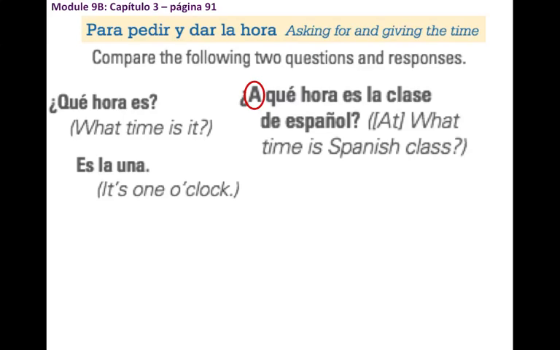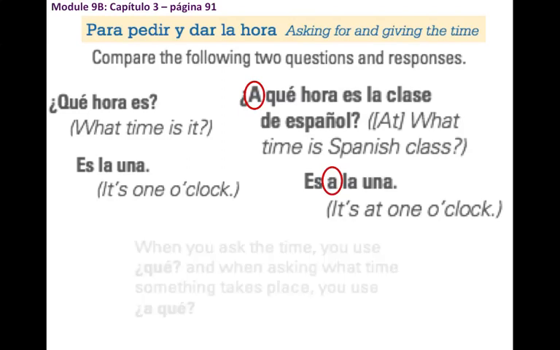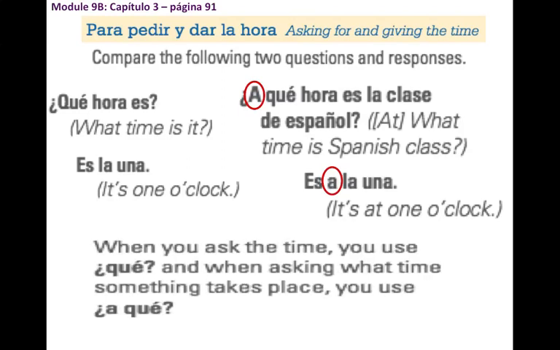So now look at the change. We're not asking what time is it right now. We're asking at what time a certain event is happening. And look at the response. We're going to take that little word a, at, and include it in the response. Es a la una. Es a la una. When you ask the time, you use que. ¿Qué hora es? And when asking at what time something takes place, you include a. ¿A qué hora es?